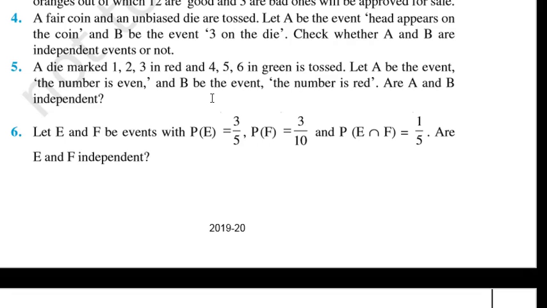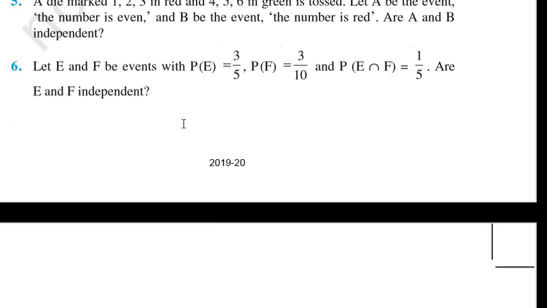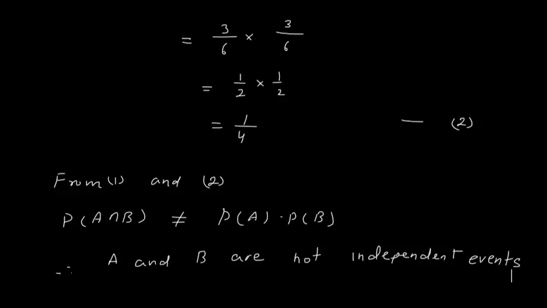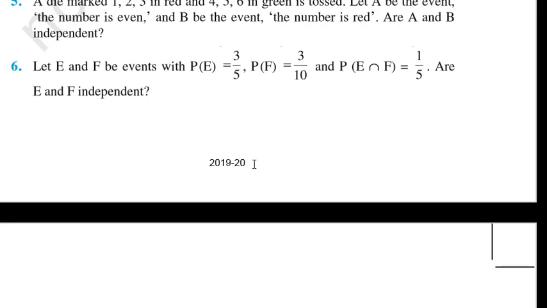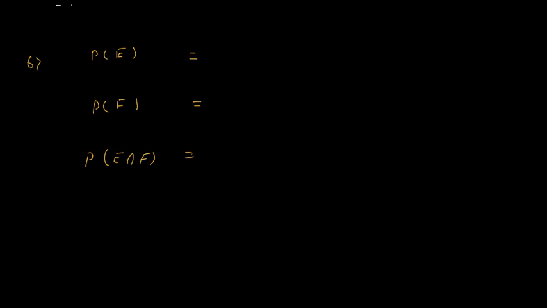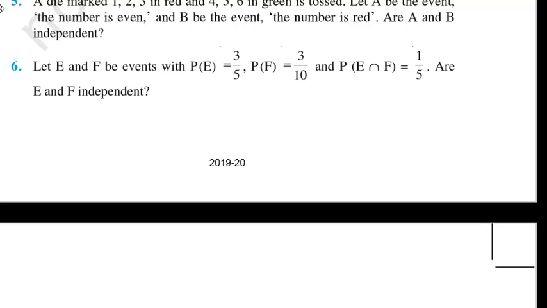Now let us solve one more question. Let E and F be events. P of E is given, P of F is given, P of E intersection F is given. Are E and F independent? Very simple question, you can solve it yourself. 6th problem: P of E and P of F are given, and P of E intersection F is also given. Again I have to check. The values are 3 by 5, 3 by 10 and 1 by 5. So here it is 3 divided by 5, here it is 3 divided by 10, and here it is 1 divided by 5. E intersection F is 1 divided by 5.